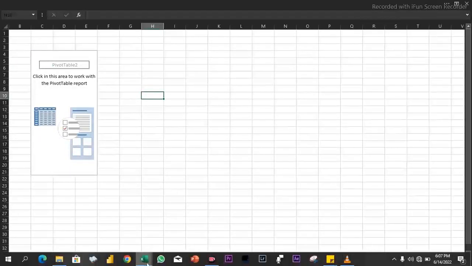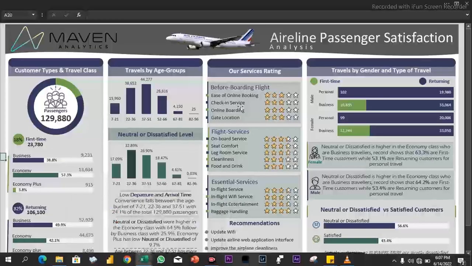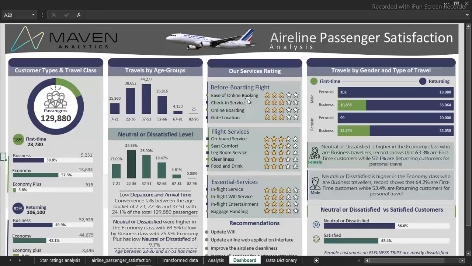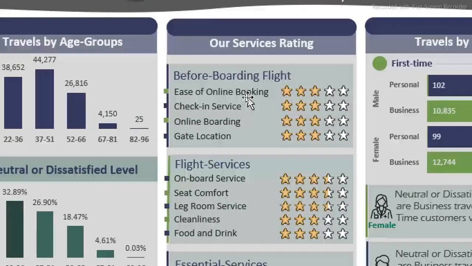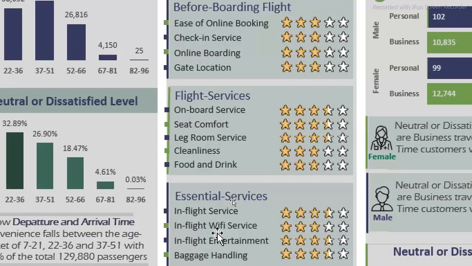And if I take you back to the previous one, what you're going to see is that we have them now grouped together. So we have what we call before boarding flight, like the pre-flight, the services you have to encounter before you actually get to go into the flight and get to your destination. Now, flight services are the services you have in the flight, and essential services are the services that are very important for the flight to offer you once you board the plane. So we have to know all of this and group them.